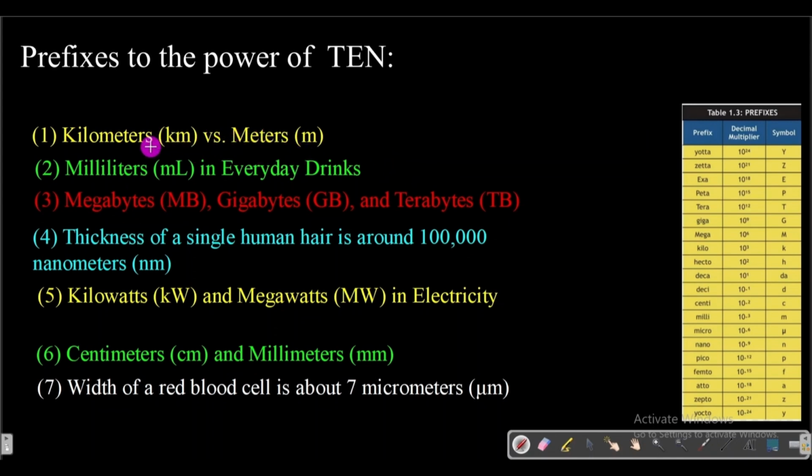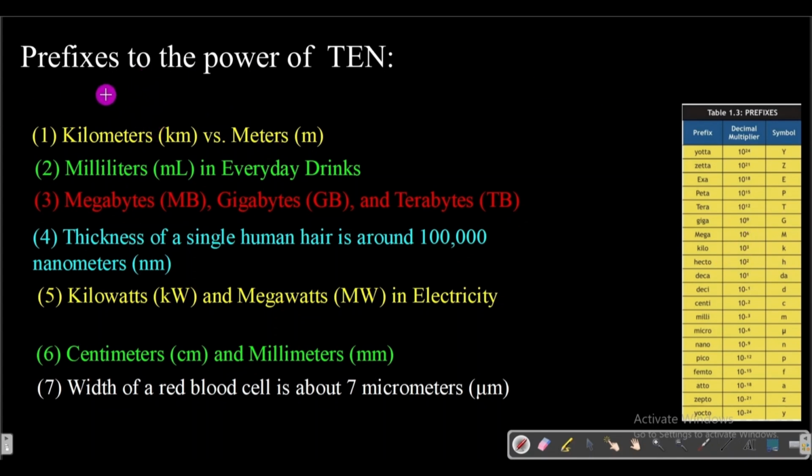Here, before this unit, the word kilo is present. So you will find the word kilo in this table, which is present in your book. Here the word kilo is present. It is represented by K, and its value is 10 power 3.